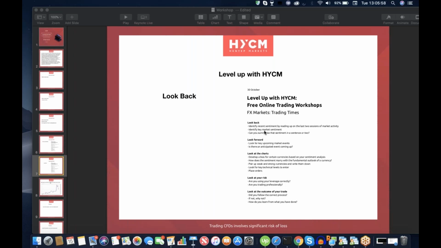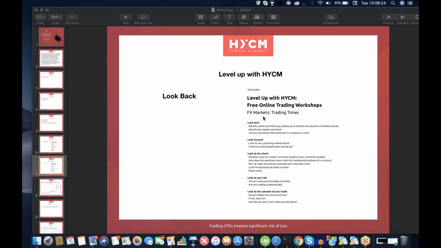No. Before I even start executing trades, I don't even open up my MetaTrader 4 terminal. I just leave it closed, because first of all, I want to look back. I want to look back because I want to understand the context of what's happening in the market. So if you can see here, underneath look back, it says identify recent sentiment by reading up on the last 2 sessions of market activity.